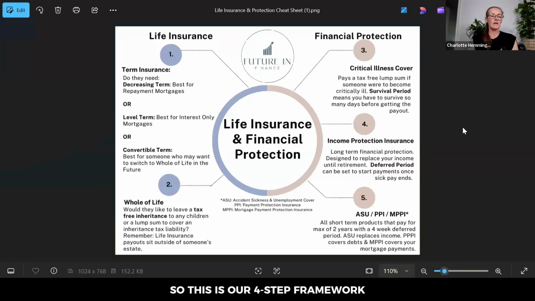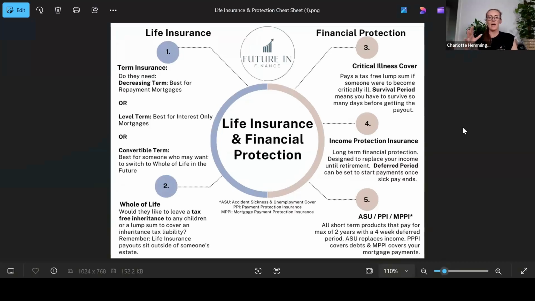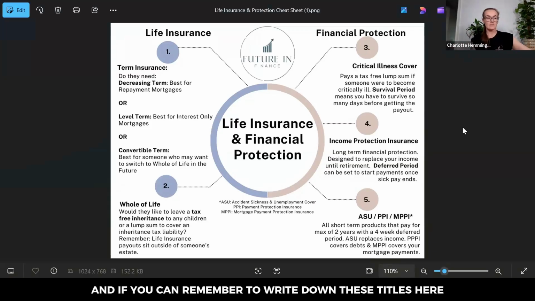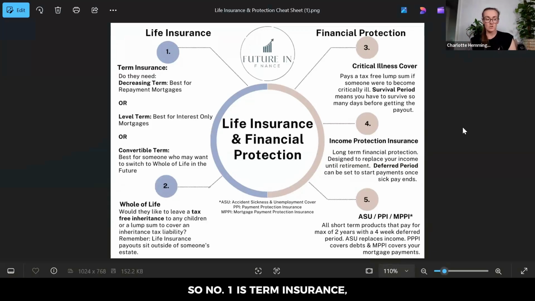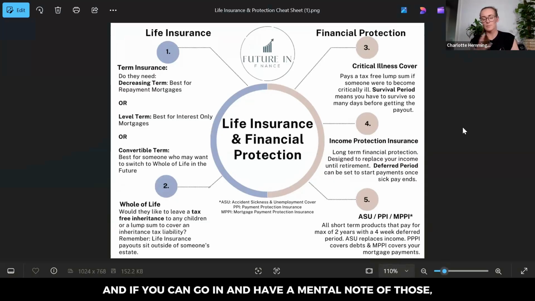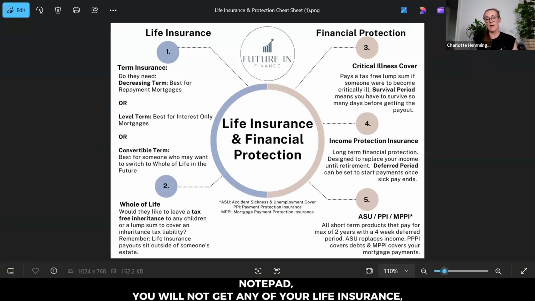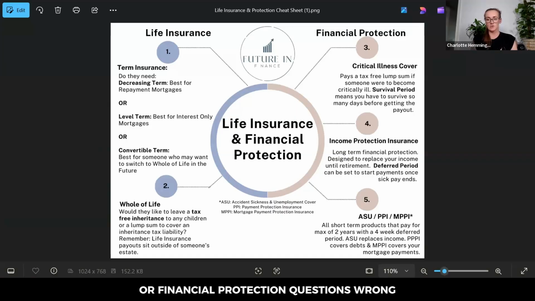So this is our 4-step framework. And if you practice with just this sheet, you will be able to go into your CeMAP 3 exam and you have a little note box or like a little notepad in your CeMAP 3. And if you can remember to write down these titles here, so number 1 is term insurance, then you have whole of life, then critical illness cover, income protection, or ASU, PPI, MPPI, that feels like a lot to remember. And if you can go in and have a mental note of those ready to put into your notepad, you will not get any of your life insurance or financial protection questions wrong.